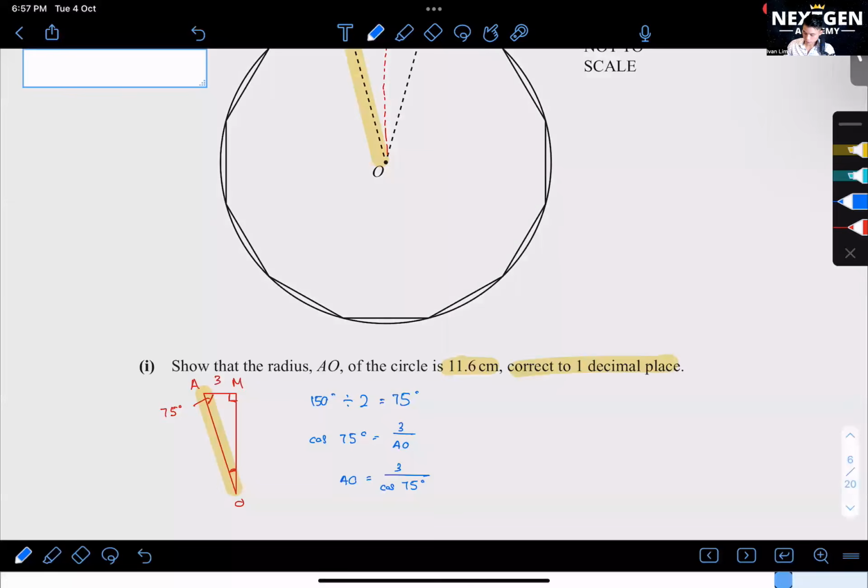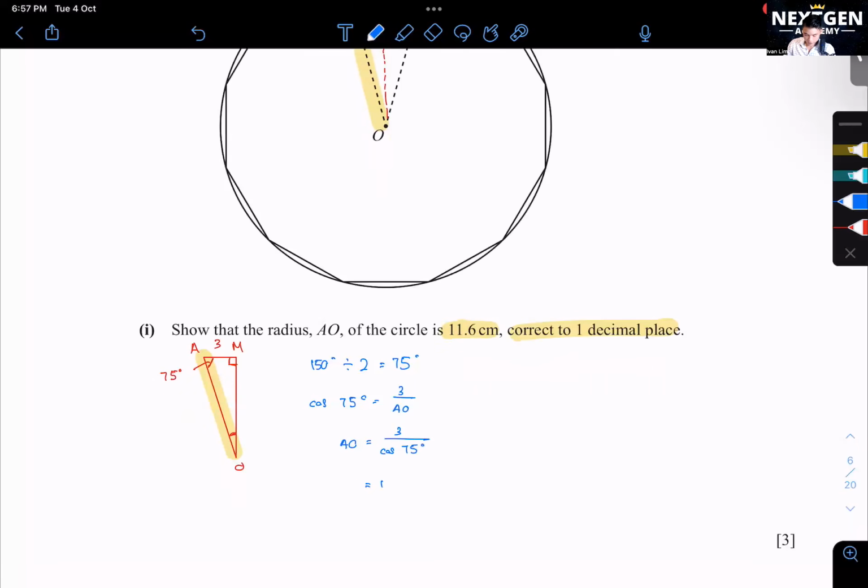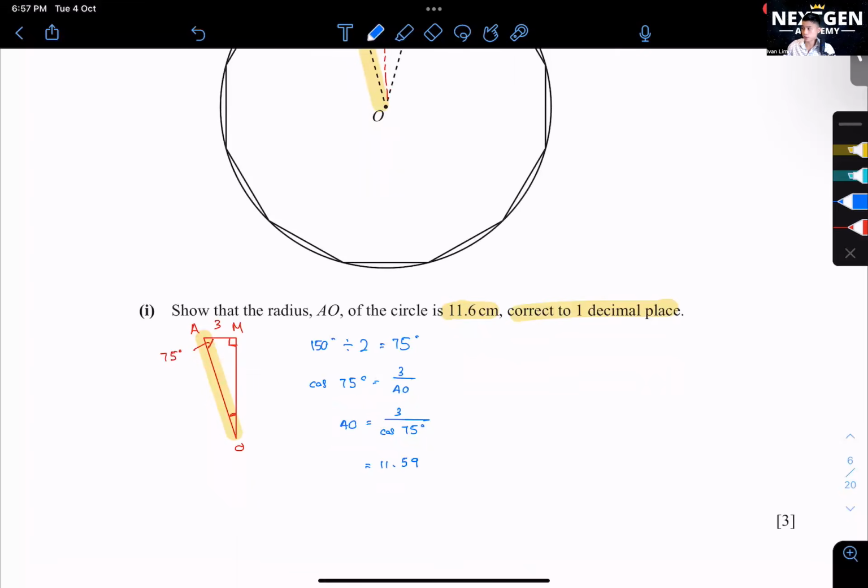You'll get 11.59. Okay, I want you all to write this down first. Before we write it correct to whatever decimal place, write this down first because the mark scheme always writes it like this. You want to write 11.591 also can. And after that, final answer only write like that, 11.6.